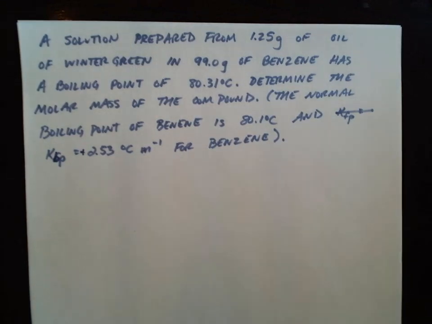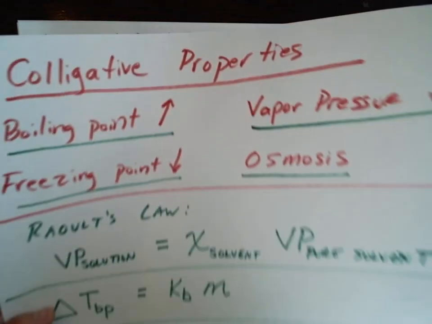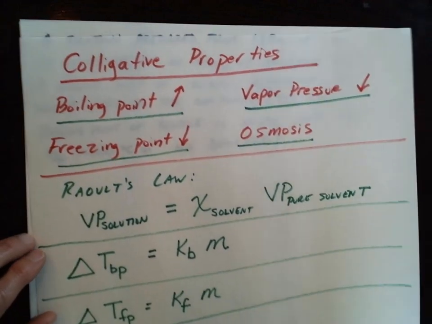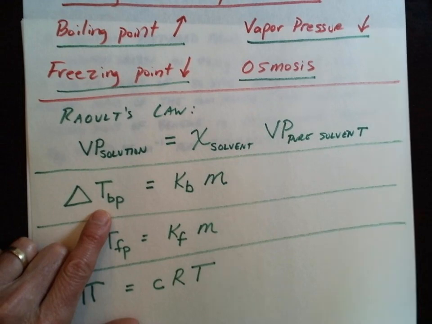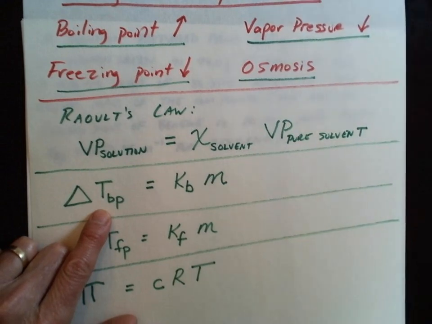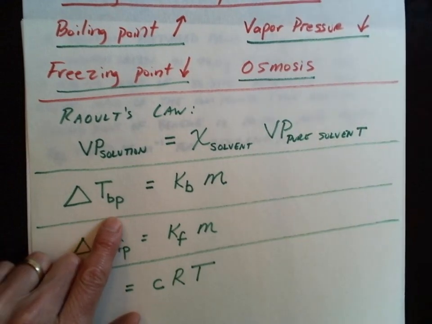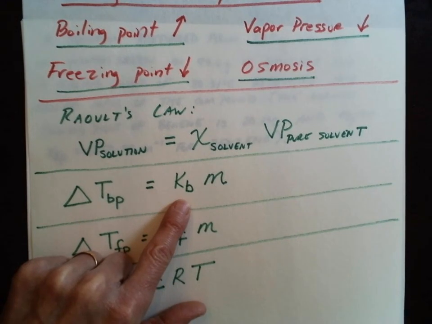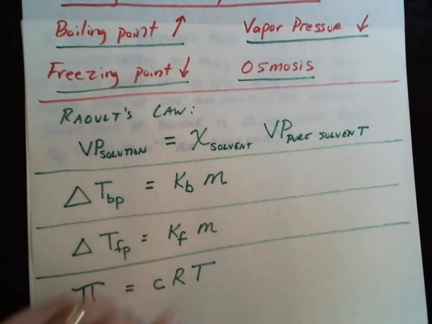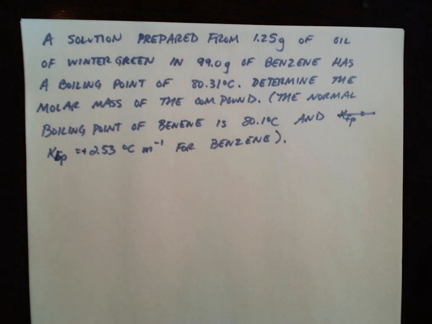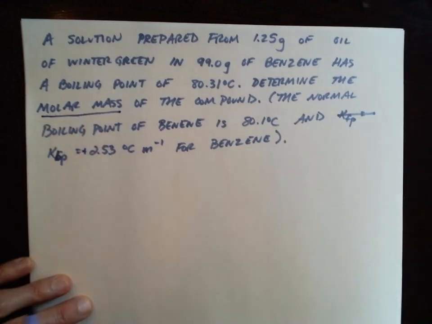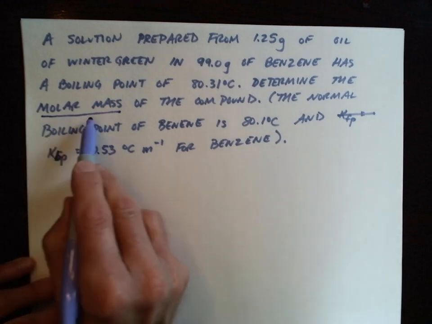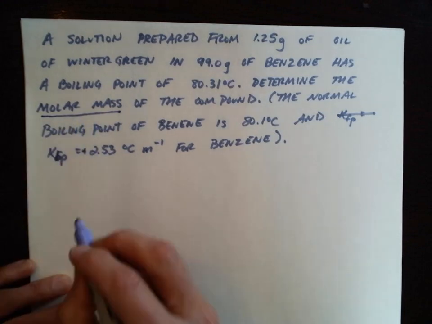So we see this is a boiling point elevation problem where we have a change in the boiling point that goes from 80.1 to 80.3 degrees C. We're given the boiling point elevation constant, and it looks like we're going to need to figure out the molality. I know we're looking for the molar mass, and from the molality, we'll be able to figure out the molar mass. Here's how.